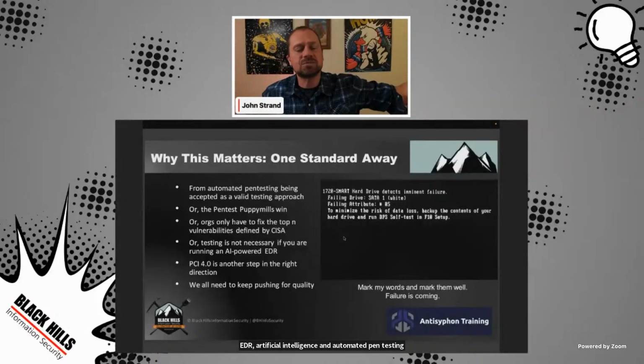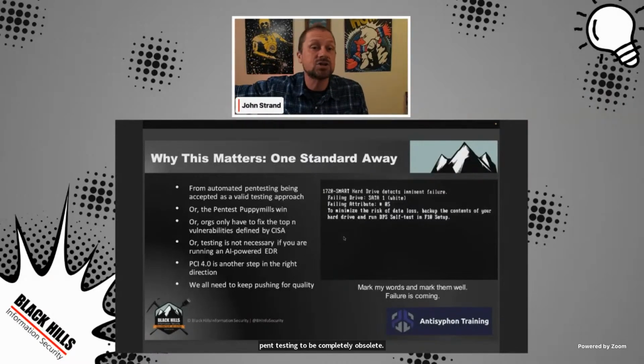And you need to put it in your standard that says that automated AI-driven EDR or pen testing negates the need for a human being to analyze the data and come up with a conclusion and come up with new attack approaches and methodologies. We're literally just one standard away. And PCI did not fall into that trap. And I commend them for that, right? We don't want the pen test puppy mills to win.